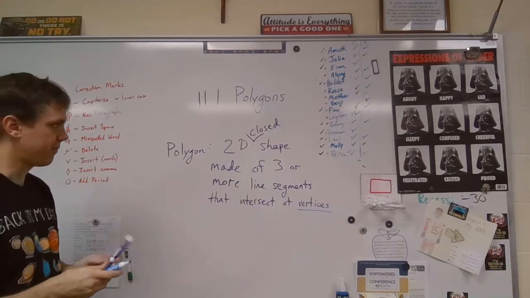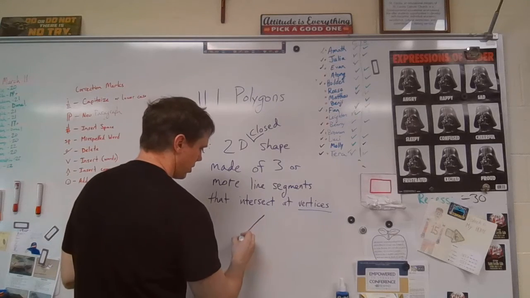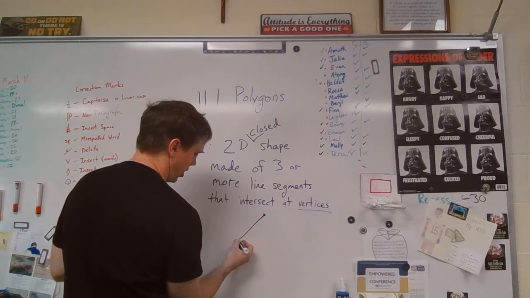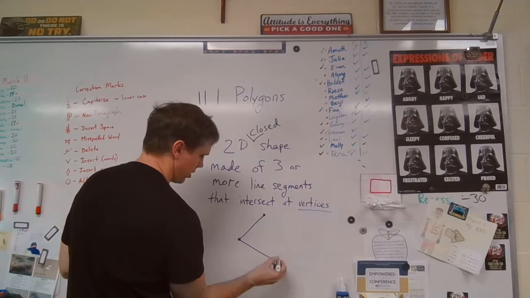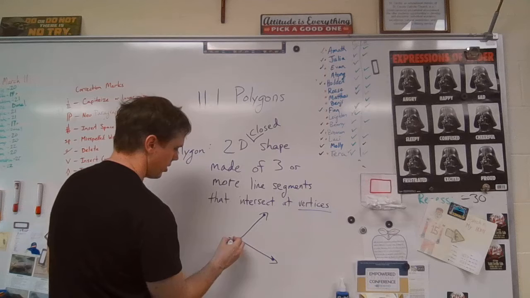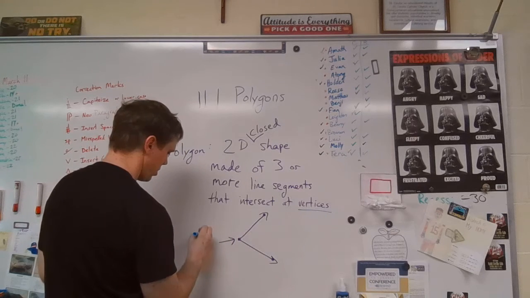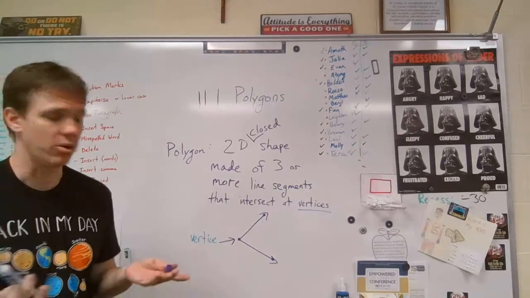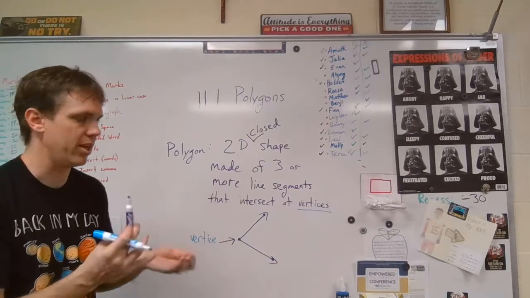Yeah, vertices. All right, so if I have a line segment here, and it ends right there, and then I have another line segment here. Doesn't even have to be line segments. These could just as easily be rays. This right here is the vertex. It's where the lines meet. Okay, it's the point where they both either are extending from or where they touch.